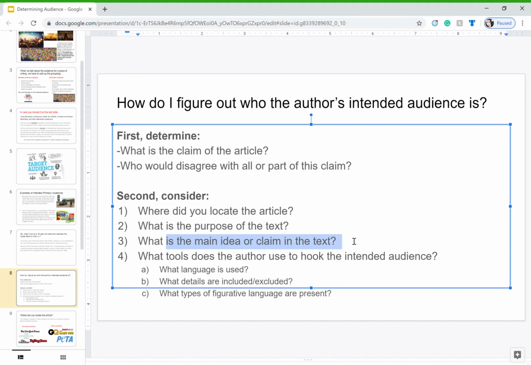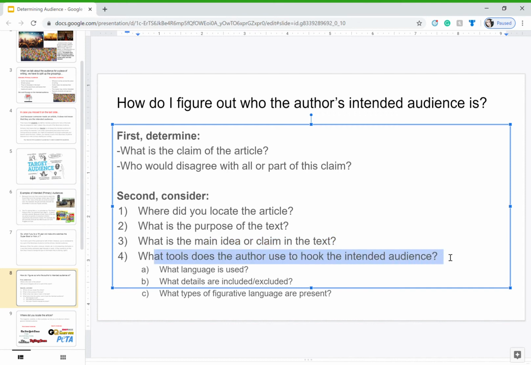What is the main idea or claim in the text? Is it something that could be agreeable? Is it general? Is it more specific? Does it talk about science? Does it talk about history, reading, art? What is it about?